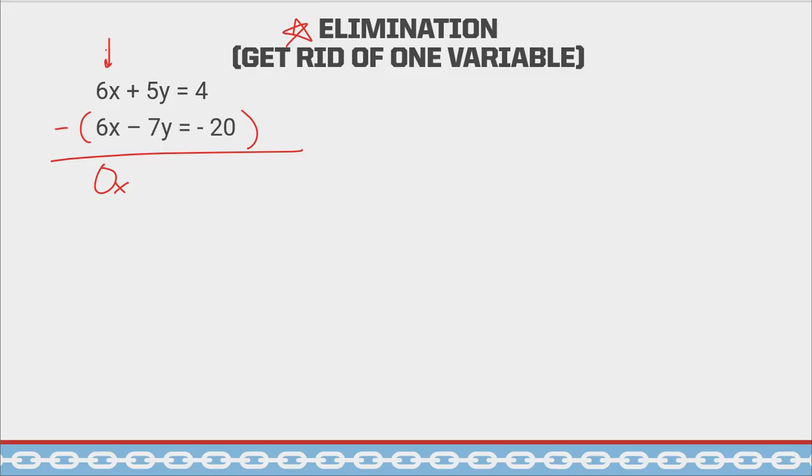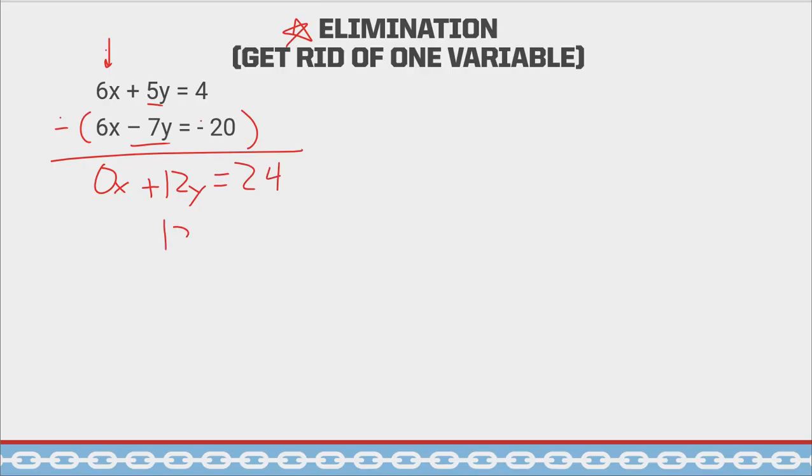Okay, but I'm going to continue on subtracting. 5y minus a negative 7y. And you have to pay attention to signs here. 5y minus a negative, so that's going to be plus 12y. And then I have 4 minus a negative 20, that's going to give me 24. Right? The two negatives make a positive.